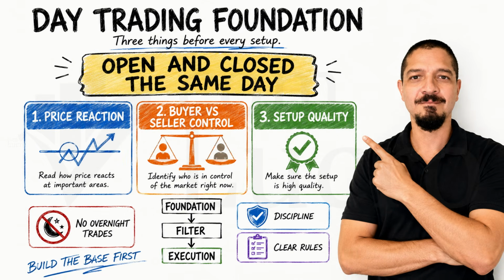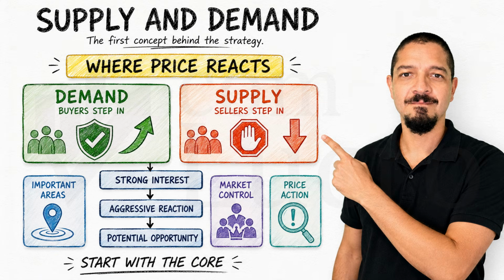Now, let's begin. This is a day trading strategy, which means every position is opened and closed within the same trading day, with no trades held overnight. To use this strategy effectively, we first need to build a solid foundation. And that foundation comes down to three things: understanding how price reacts around the important areas on the chart, recognizing how control of the market shifts between buyers and sellers, and knowing when a setup is actually good enough to trade. So, before we break the full strategy down step by step, let's start with the core concepts that make it work. We will begin with supply and demand.